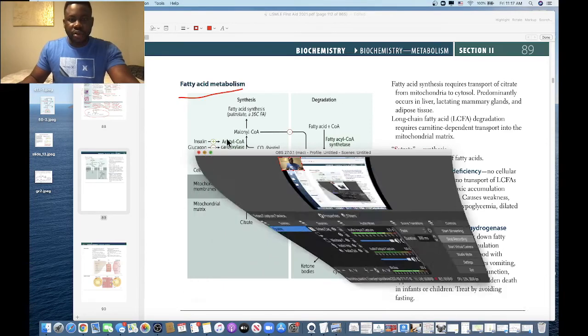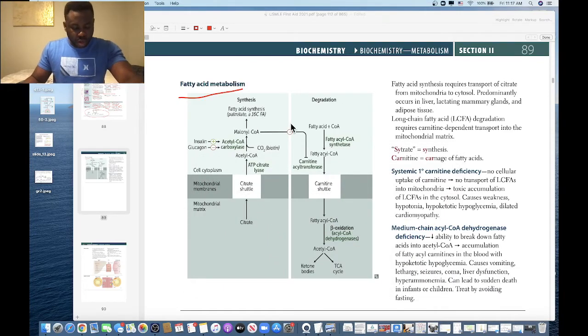In this video, we are going to look at fatty acid metabolism. We will look at the synthesis pathway, and we also look at the degradation pathway of fatty acids. We will also look at ketone bodies, how they are made, and then how they are used.